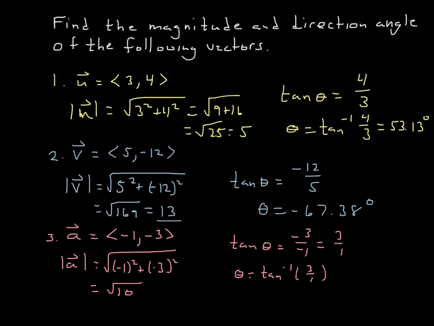Welcome back. Now in this case, let's just deal with the magnitude of vector A first. We'll deal with that quickly. The magnitude of vector A comes out to be the square root of negative 1 squared plus negative 3 squared, which will be 1 plus 9. So therefore the magnitude of A is just the square root of 10, and we're not going to be able to simplify that. Now let's take a look at the direction angle.